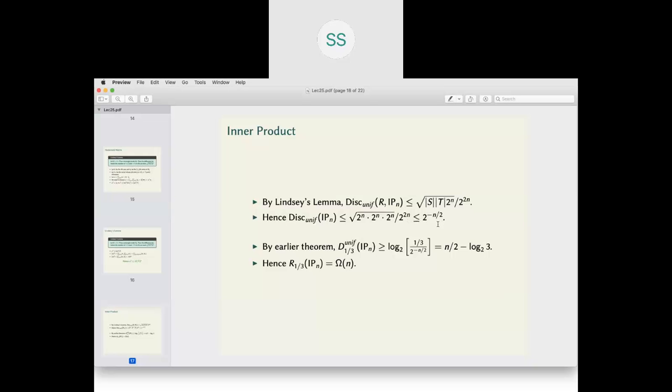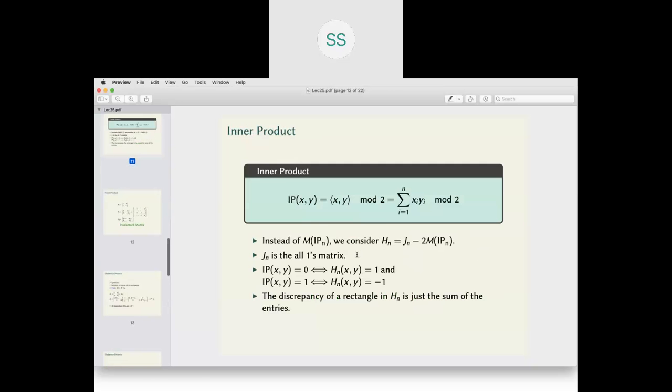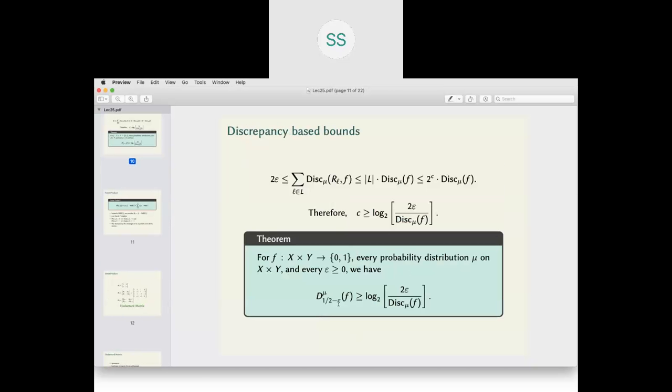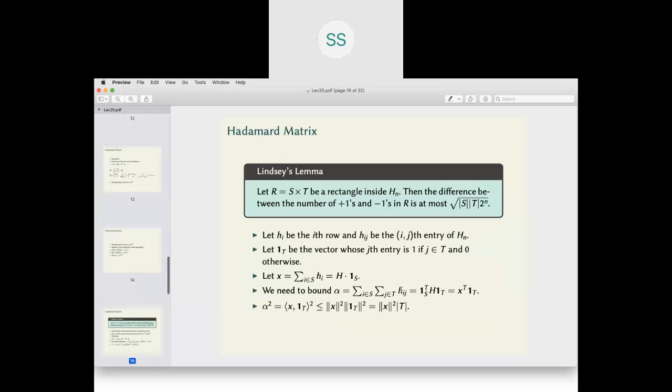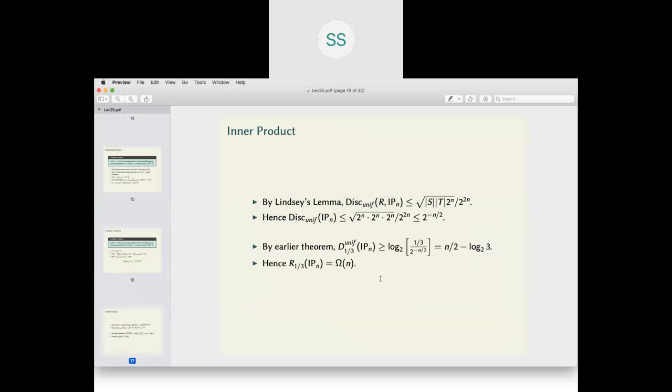So what is the distributional complexity with respect to the uniform distribution? If you set epsilon to be 1/6 in the previous theorem, I'm talking about this theorem, you get 1/3 here and you get 1/3 here as well, because half minus 1/6 is 1/3, twice 1/6 is also 1/3. So we have the distributional complexity with error at most 1/3 is at least log of 1/3 divided by this, and if you just take the log, you get n by 2 minus log 3, right?